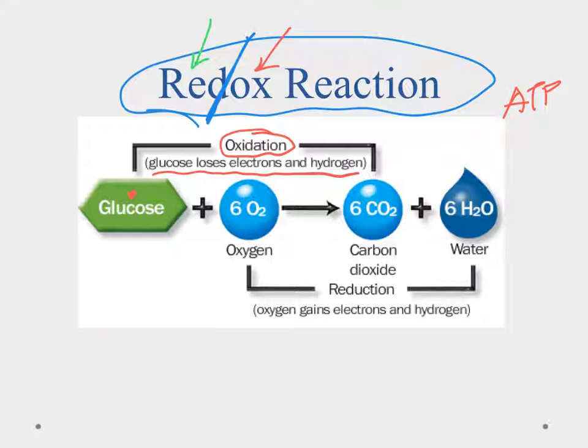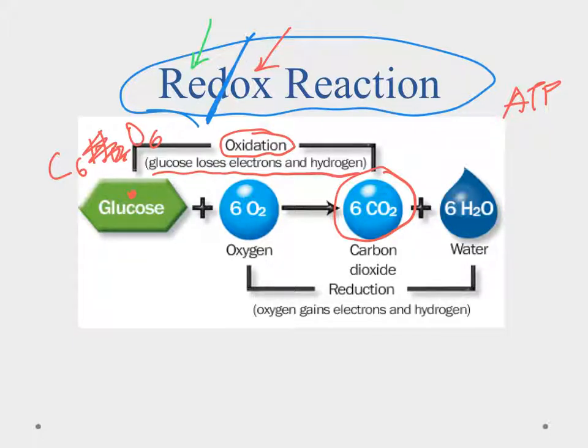So if you recall that glucose is C6H12O6, and we get rid of the hydrogen, then we're left with this C6O6, and we add a little bit of oxygen, and that's how we end up with our carbon dioxide. So glucose is being oxidized, and it becomes carbon dioxide.